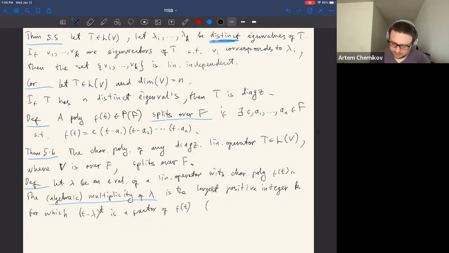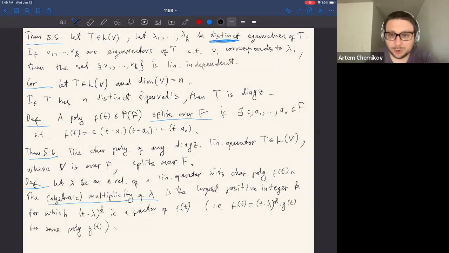So what does it mean? This means that f of t can be written as (t minus lambda) to the power k times g of t for some polynomial g of t. So we take the largest k for which it's still possible to write it like this. This is called the multiplicity of lambda, or the algebraic multiplicity of lambda. This will be needed in the discussion of invariant subspaces soon. So we recall this notion.